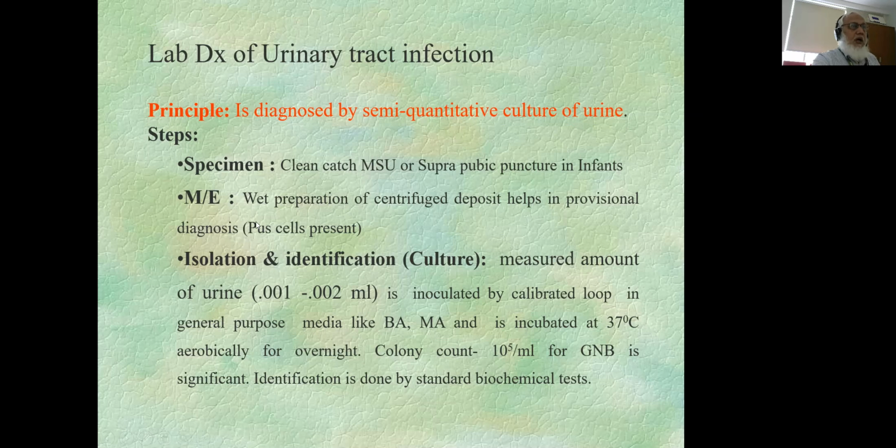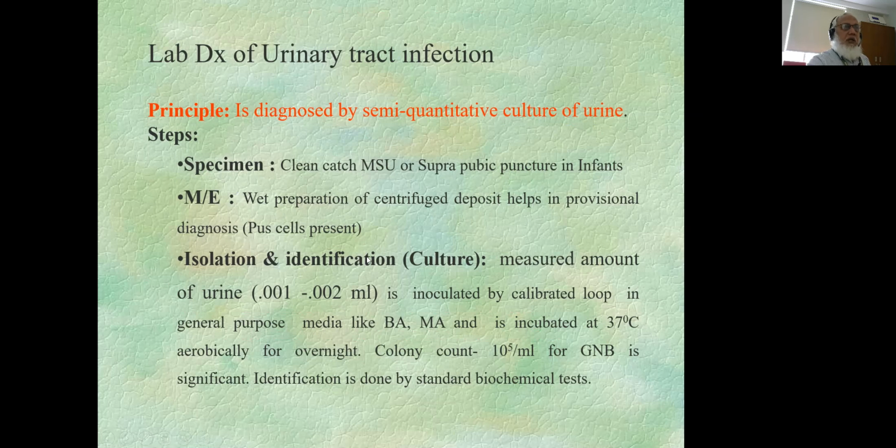For the specimen, you need clean catch mid-stream urine. Clean catch means you will have to clean the genitalia and urethral portion, and mid-stream means you leave the first initial stream, then you take the middle portion to avoid contamination. Or in case of infants, you can take suprapubic puncture urine. You can do microscopy of the centrifuged deposit or uncentrifuged also for provisional diagnosis. Pus cells, if present, more than 5 or 10 per high power field in the centrifuged deposit, is an indication.